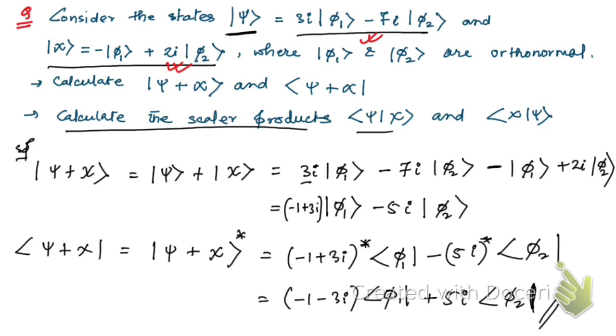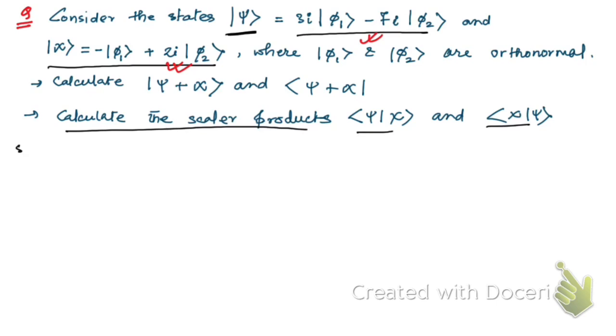Scalar product of this thing. So let's find the scalar product. Pause the video and note it down. Let me clean this first. Okay, now let's find the scalar product of psi and chi. So how to find that?